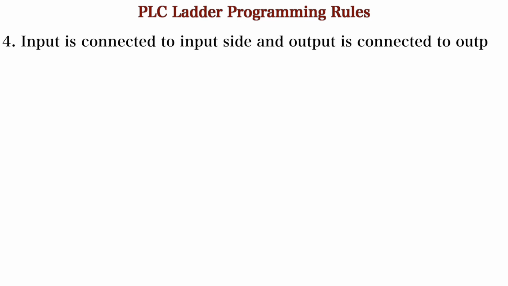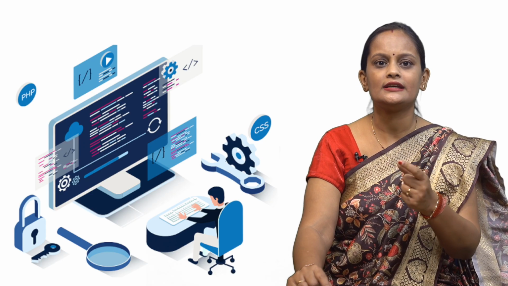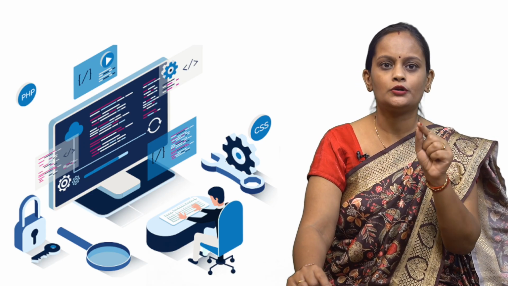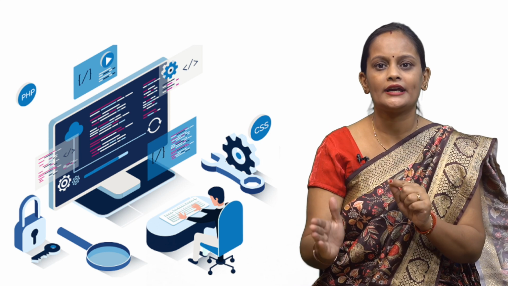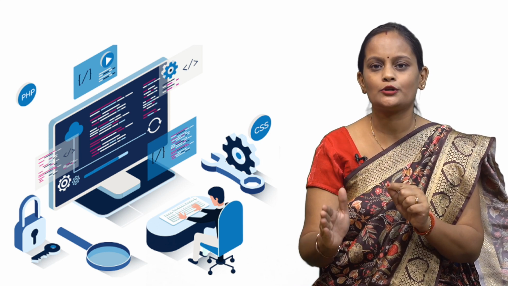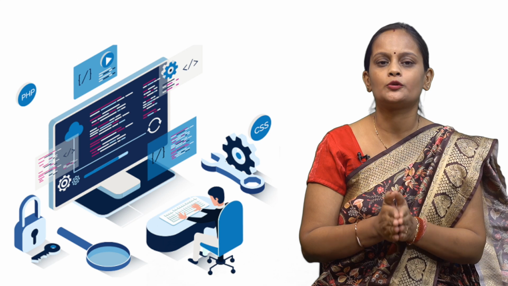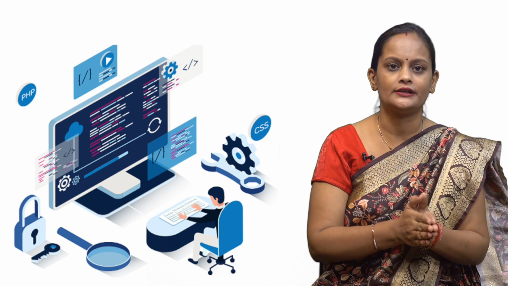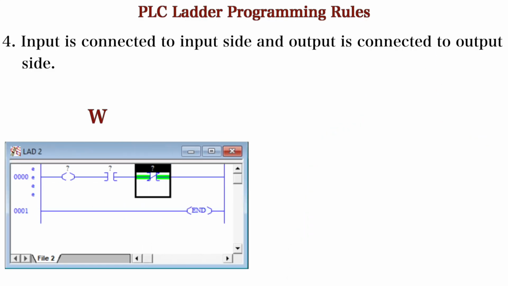Fourth rule, the input is connected to the input side and the output is connected to the output side. Here you can see the output should be connected to the right power rail, and our input should be connected to the left side of the rail. In the first diagram you can see the output is connected to the left rail, then the inputs are connected, which is a wrong way of connecting the input and output.